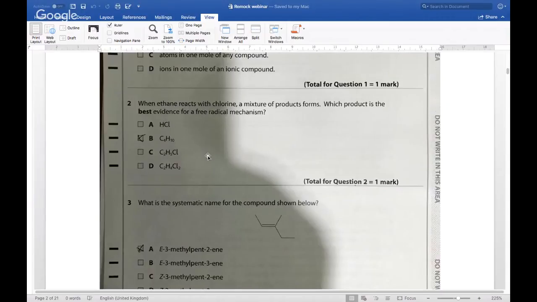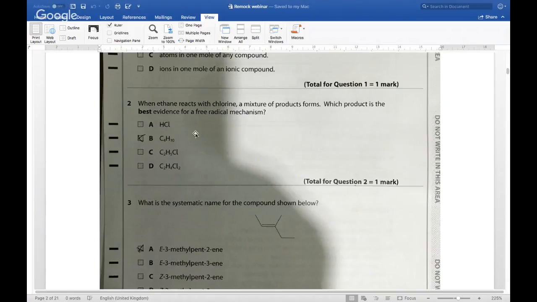There we go. When ethene reacts with chlorine, a mixture of products formed. Which product is best evidence of free radical mechanisms? We know that free radical mechanisms, their biggest problem is that you get alternative products. Now, if you look at HCl as an example, of course, it isn't a sign because you can get lots of reactions that will.